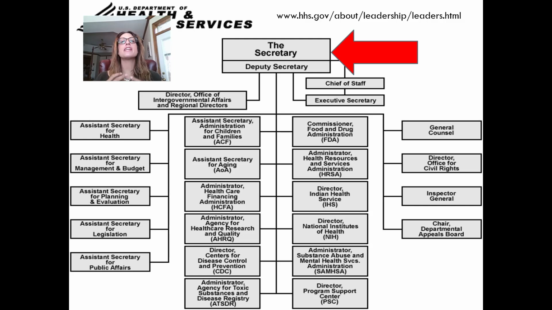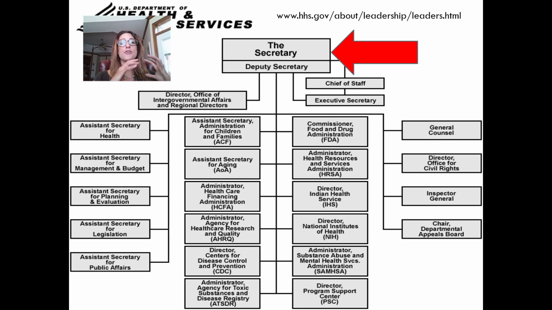So if you're looking at one person who's seen as the most important person in our public health federal agency, it's the Secretary for the U.S. Department of Health and Human Services. Think of that person as pretty much like the president of public health in the United States, right? So this person is selected by the presidential administration, right?